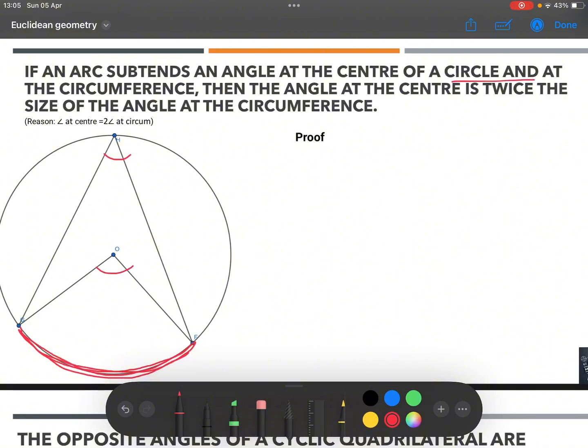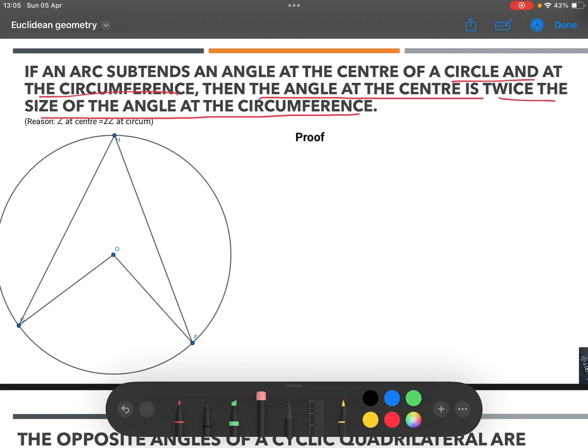Right? And then now the statement says the angle at the center is twice the size of the angle at the circumference. In short, they'll say angle at the center is 2 times angle at the circumference. So now we need to prove that the angle at the center is 2 times the angle at the circumference. So the first thing we're going to do when we prove is the construction.